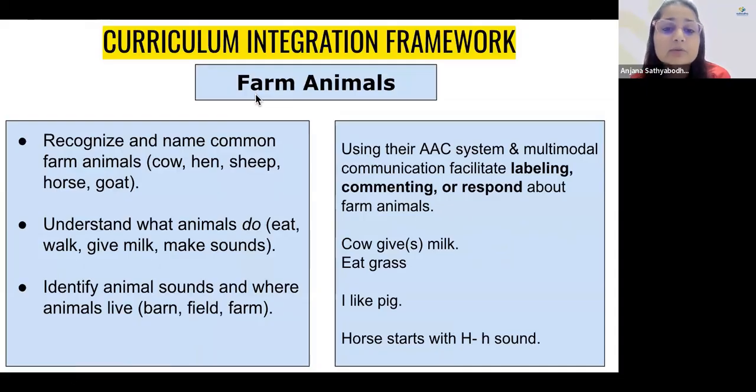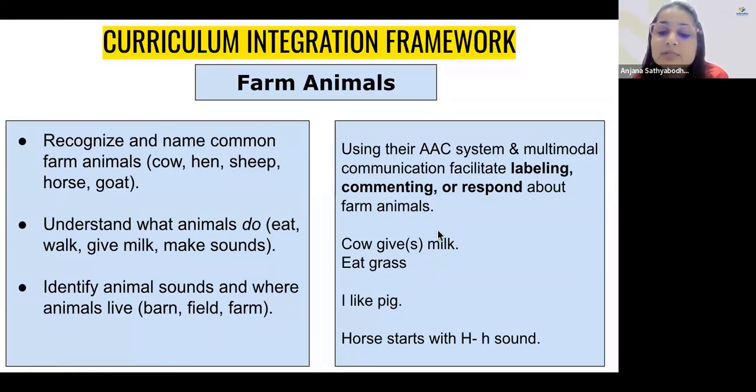Say, for example, in a preschool setup, a simple example, farm animals is the topic. So what will be your learning objectives? The students must be able to recognize and name common farm animals, understand what the animals do, such as what they eat, what they give, and what sounds they make, and identify animal sounds and where animals live. So these would be some of the things that the preschoolers would have to learn.